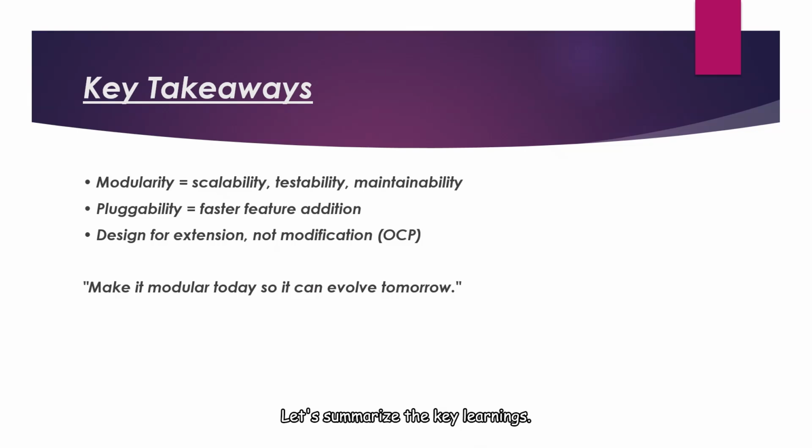Let's summarize the key learnings. Modular systems break complexity into manageable pieces, making growth and maintenance easier. Pluggable systems embrace change by allowing modules to be swapped in and out dynamically. Designing for extension, not for modification, ensures that your system can evolve gracefully over time. Remember, software must not just work today, it must adapt to tomorrow's needs. That's the real goal of designing modular and pluggable architectures.